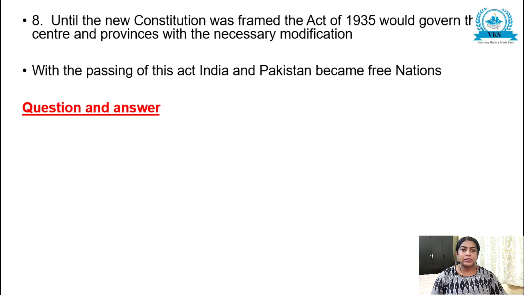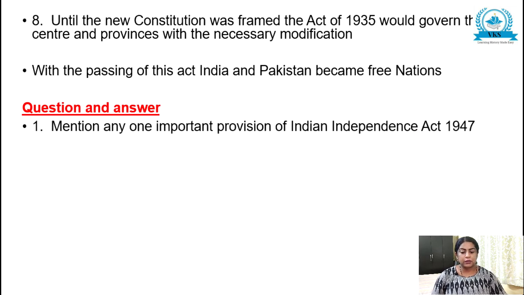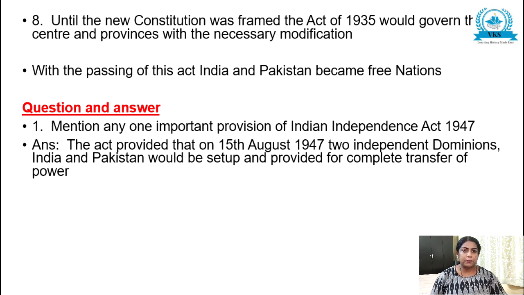Now let us see some question answers related to this topic. Mention any one important provision of the Indian Independence Act of 1947. Any one provision they have asked. The Act provided that on 15th August 1947, two independent dominions, India and Pakistan, would be set up and provided for complete transfer of power. Here I have told only one provision. Any provision from whatever we have studied, you can write as the answer.